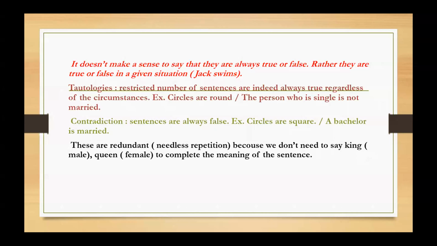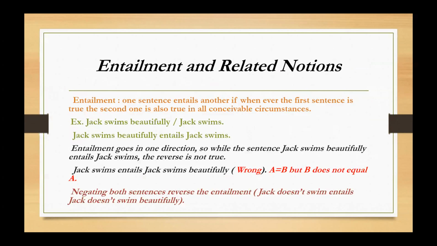And now let's move on to entailment and related notions. Entailment means one sentence entails another. If the first sentence is true, the second one is also true in all conceivable circumstances. For example, when we say Jack swims beautifully and Jack swims, we can entail them like this: Jack swims beautifully entails Jack swims.